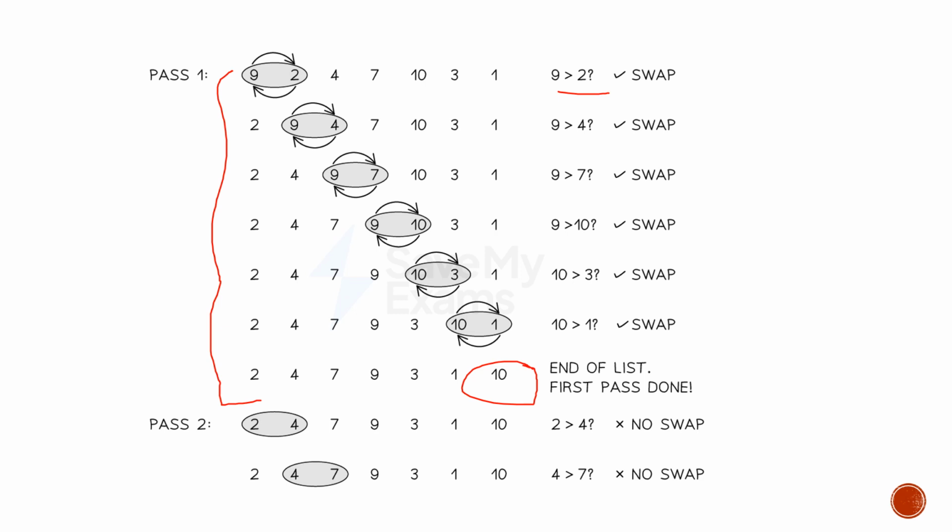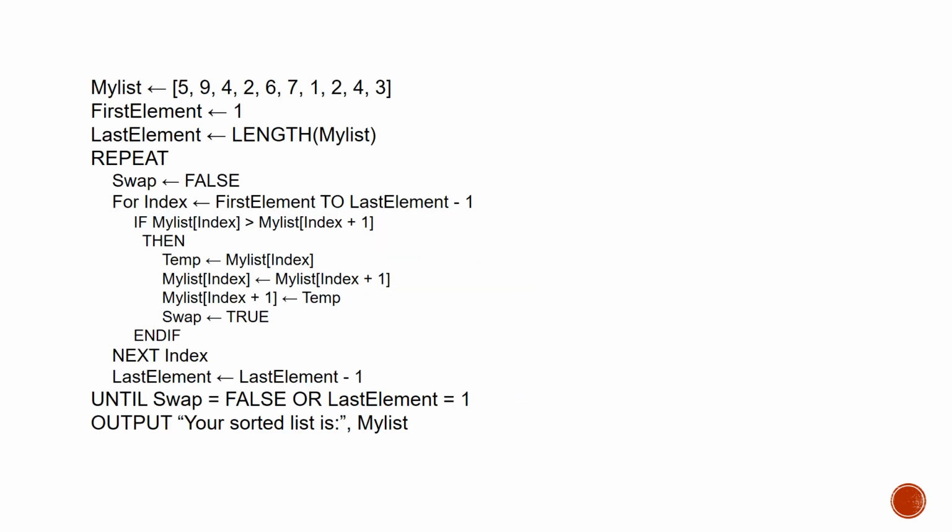This item has been sorted out after one pass. After the second pass, two items will be sorted out from the end of the list. After the third pass, three items, fourth, four items, and so on. So this is the algorithm of bubble sort.